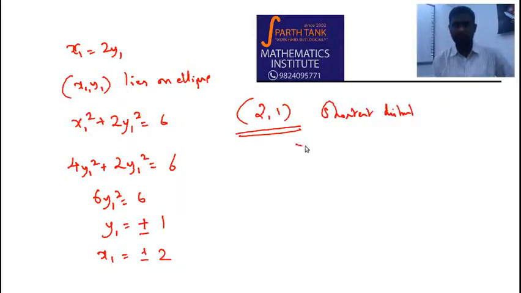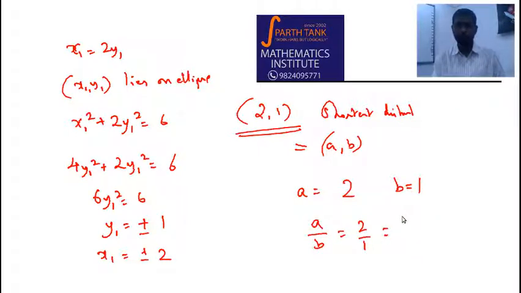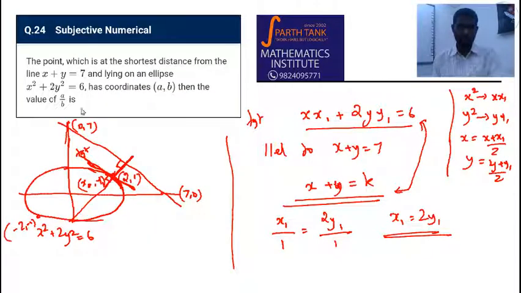and they have said this to be equal to a comma b. Therefore a is 2 and b is 1. Therefore a by b is 2 by 1, which is equal to 2. And they have asked the ratio a by b, the answer is 2.